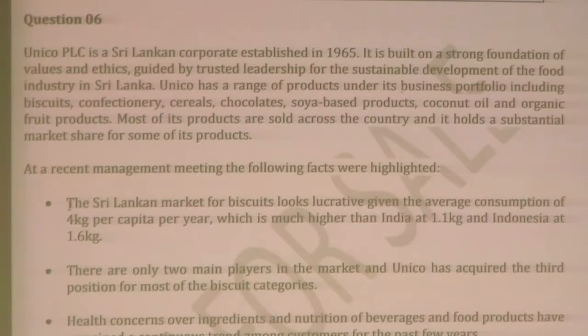Unico PLC is a Sri Lankan corporate established in 1965. It is built on a strong foundation of values and ethics, guided by trusted leadership for sustainable development of the food industry in Sri Lanka. They have ethics, values and norms. Again, a good corporate citizen. Unico, an old company from 1965, has a range of products under its business portfolio, including biscuits, confectionaries, cereals, chocolates, soya-based products, coconut oil, and organic fruit products.